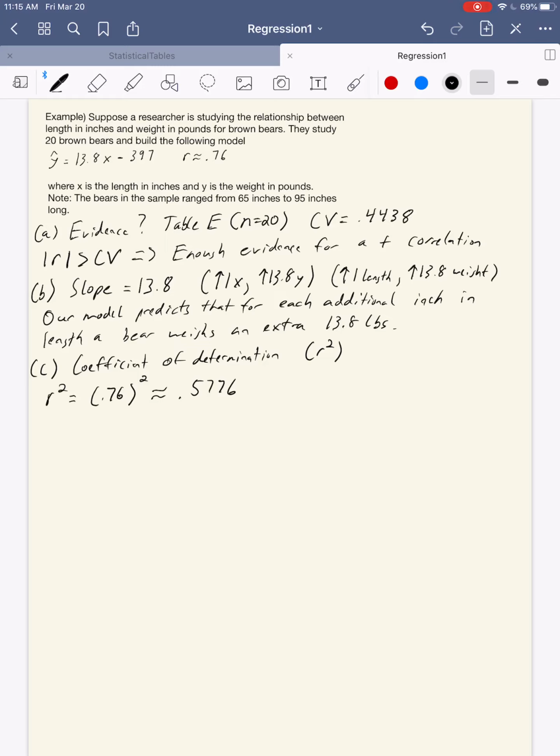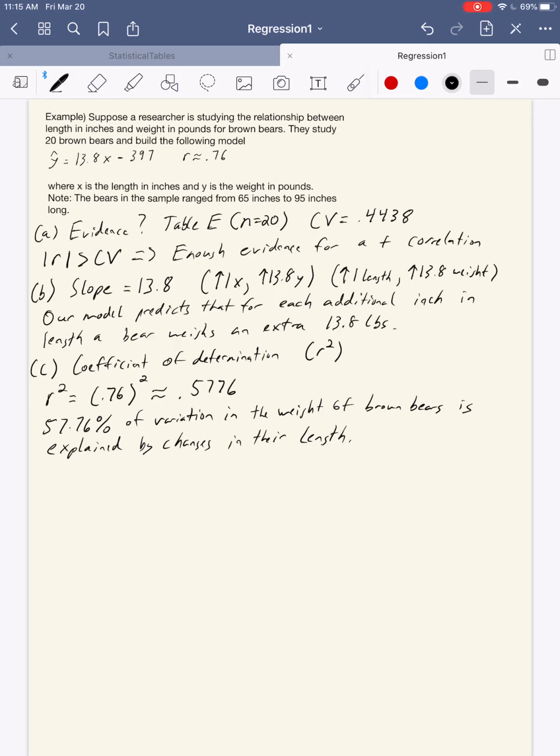Now we need to interpret it. So what does this mean? Well, we always just go ahead and write this as a percentage. So we'd say 57.76% of variation in, well, what is the response variable? It's the weight here. So 57.76% of variation in the weight of brown bears is explained by changes in their, well, whatever the explanatory variable is, in this case, length.